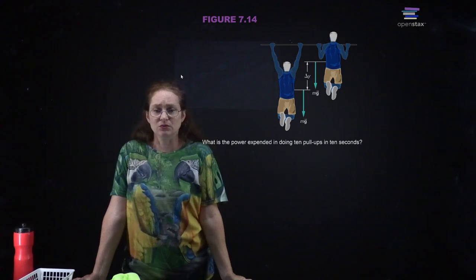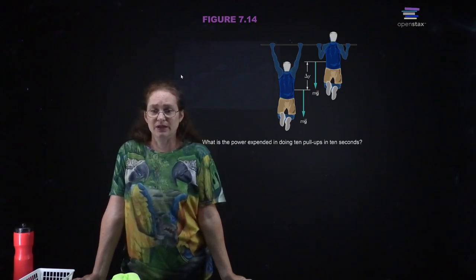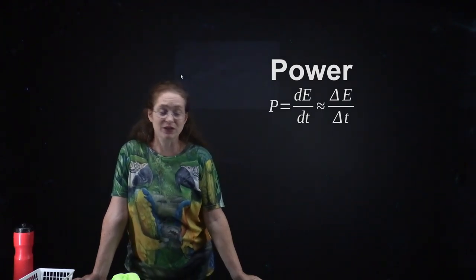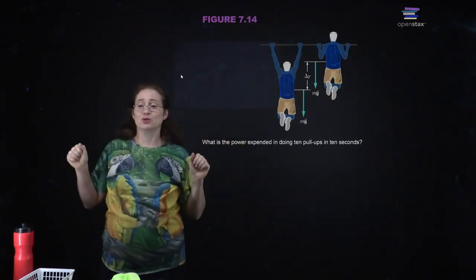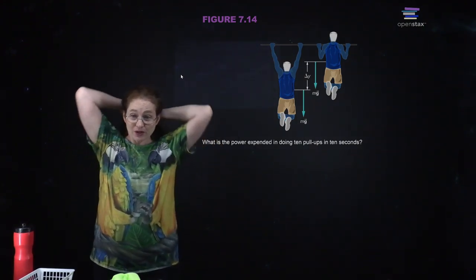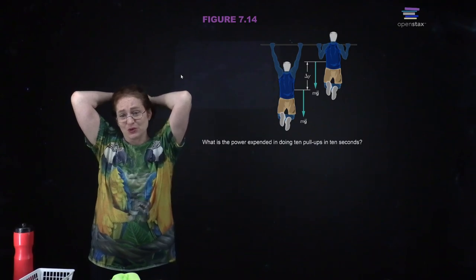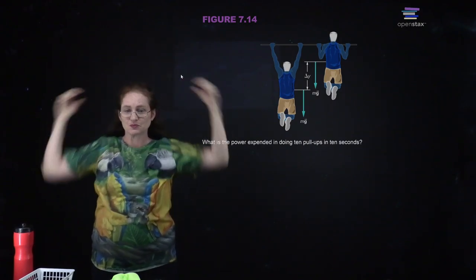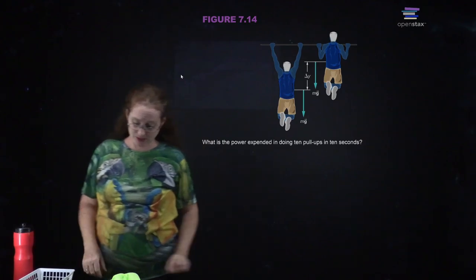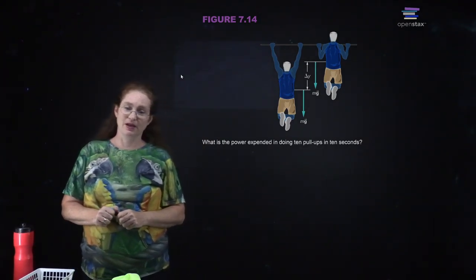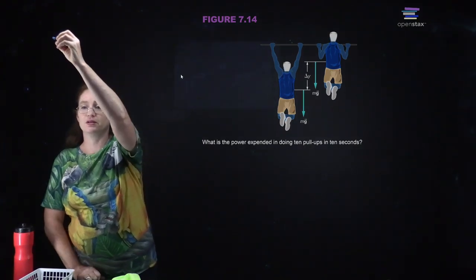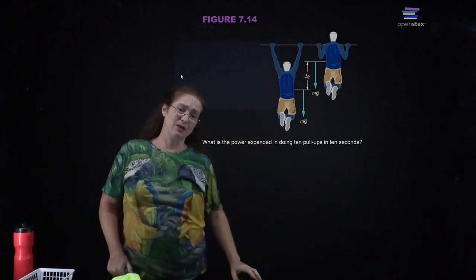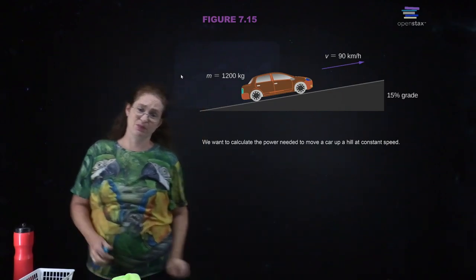Okay, so what is the power expended in doing 10 pull-ups in 10 seconds? Well, if you go back to where you started, then the work done is zero, so the power is zero. You could calculate the average magnitude of the power, but that's a slightly different problem. Because you end up back where you started, the net work is zero, so the net power is zero.